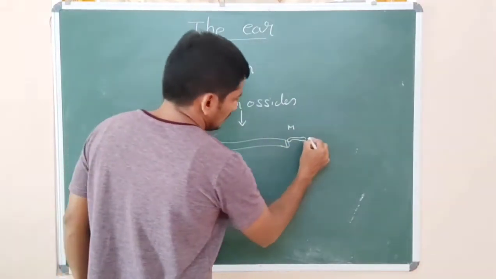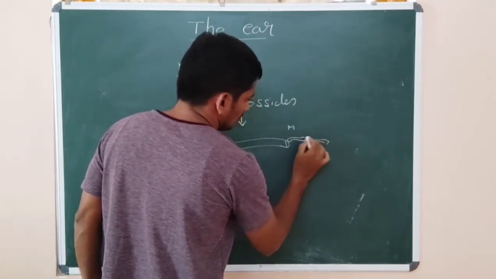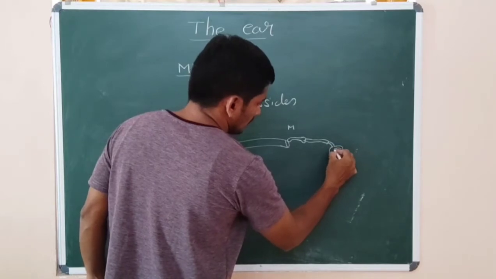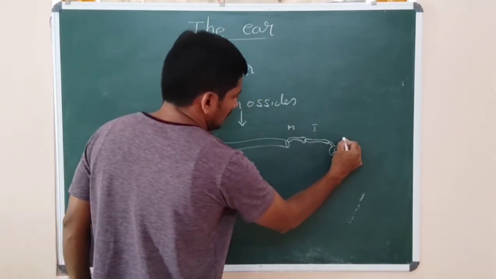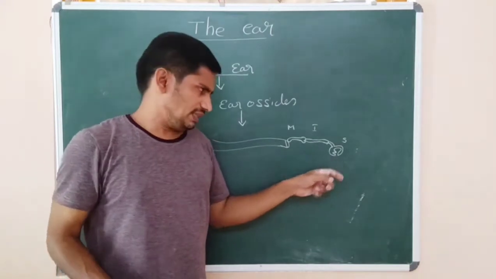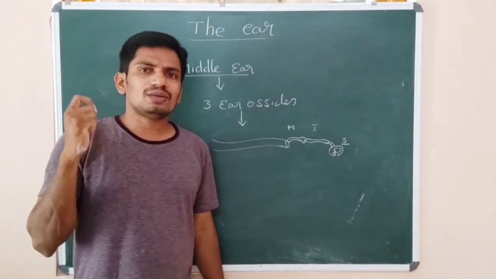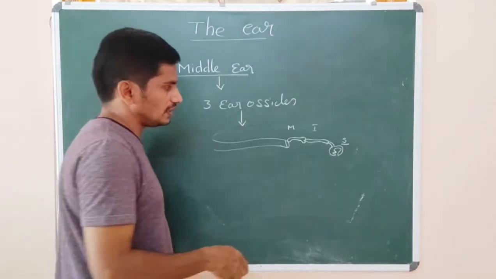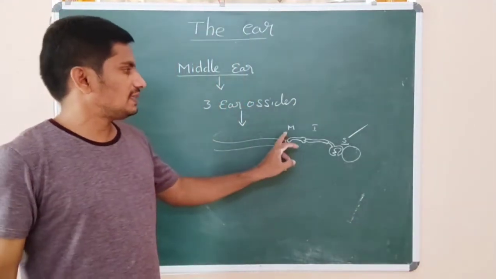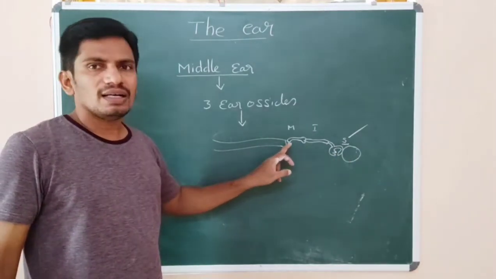Next is the incus, which contacts the third bone, known as the stapes. M-I-S is a chain of bones, the three attached like this. Which bone of the middle ear opens into the round window? Here the round window is present. That bone is the stapes. Malleus, incus, stapes: the stapes is in contact with the round window, and the malleus is in contact with the eardrum.